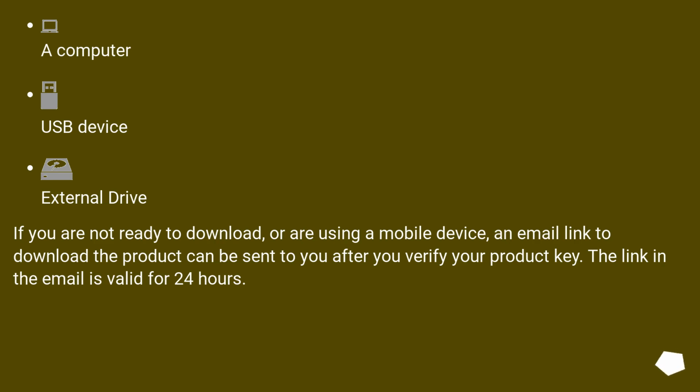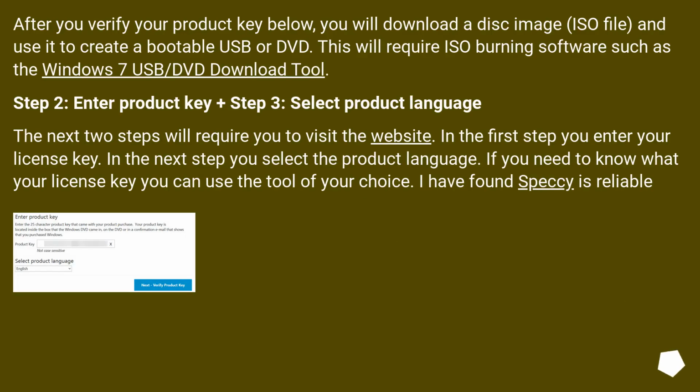If you are not ready to download, or are using a mobile device, an email link to download the product can be sent to you after you verify your product key. The link in the email is valid for 24 hours. After you verify your product key below, you will download a disk image, ISO file, and use it to create a bootable USB or DVD. This will require ISO burning software such as the Windows 7 USB/DVD download tool.